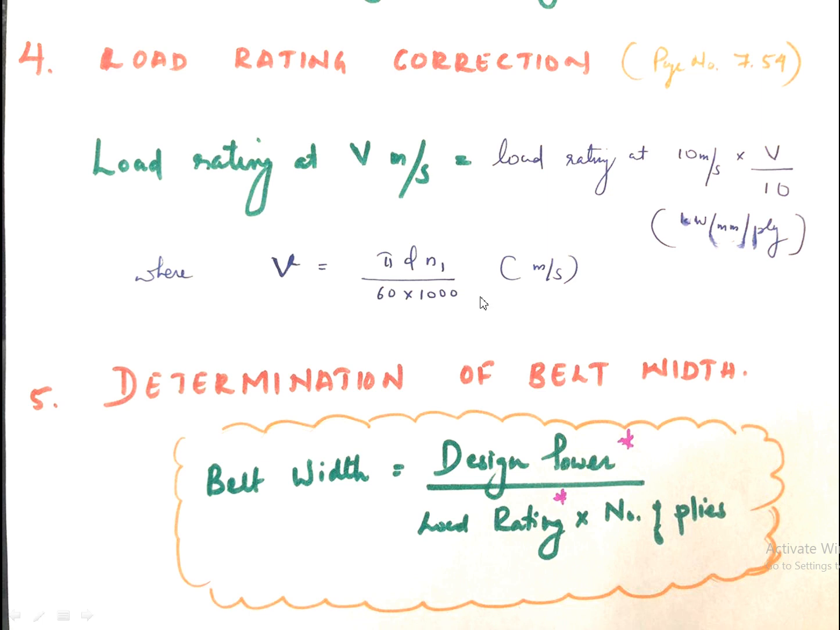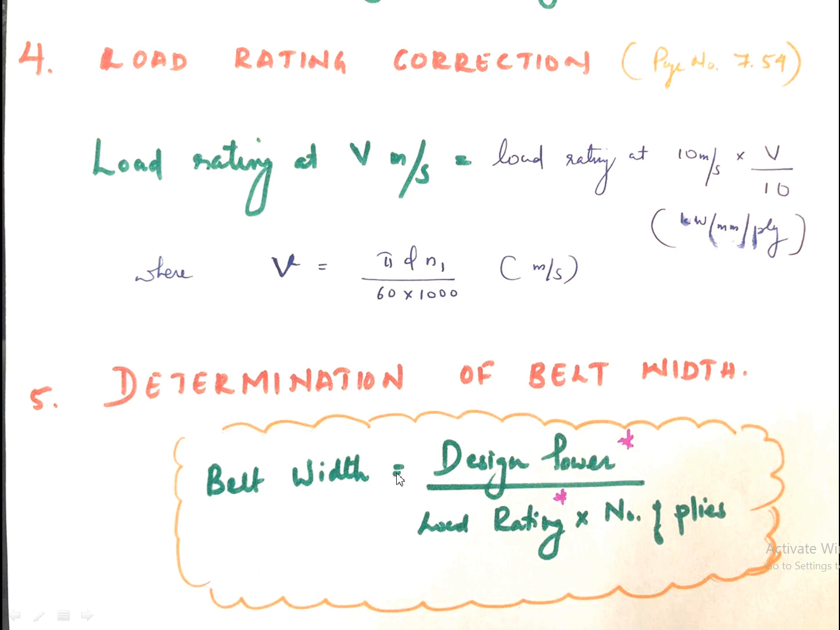You need to multiply with 1000 because we are converting it to meter per second, because this one is load rating at 10 meter per second. Once you substitute these values, you will get the load rating for that particular velocity. Now all these things we were doing is actually to find out the belt width.